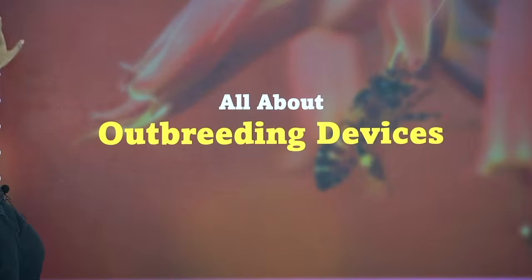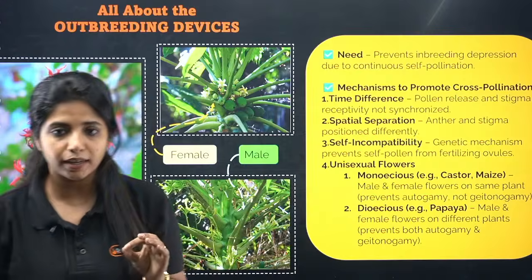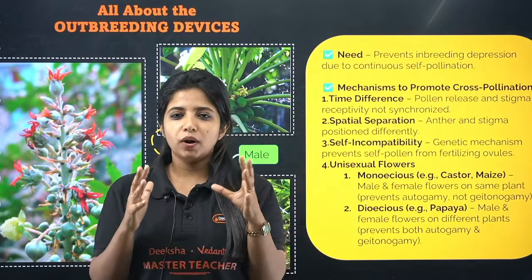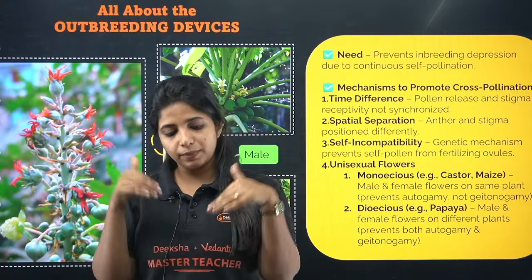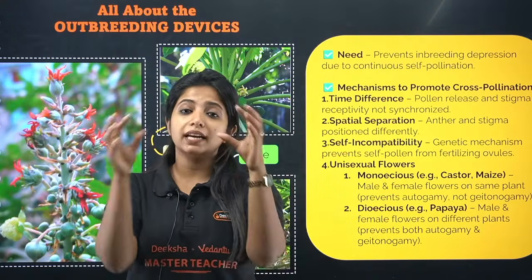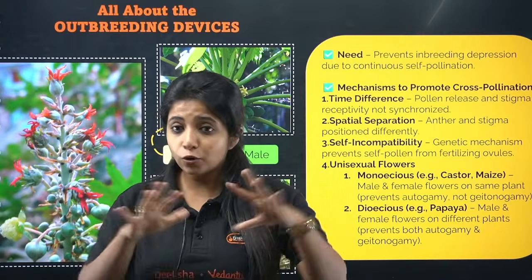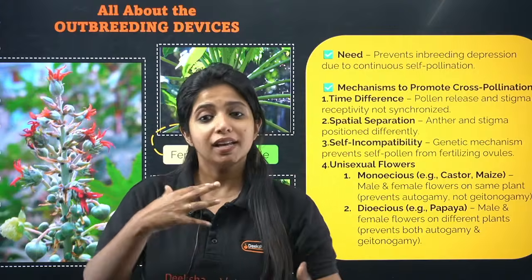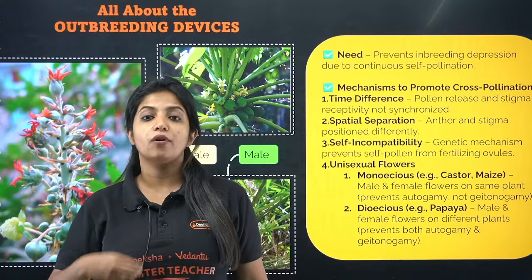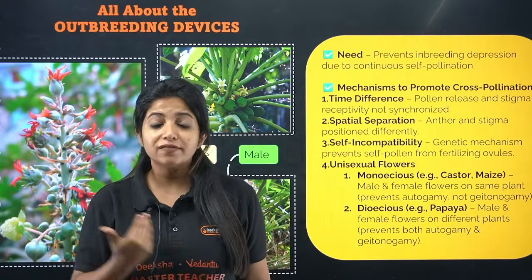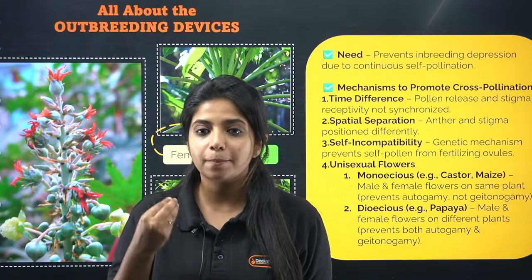So outbreeding devices, what do you mean by that? Listen to me very carefully, okay? I told you if inbreeding is happening, as in self-pollination, male and female gametes from the same plant fuse again and again. What is going to happen? If this plant has some toxic character, it is just going to be passed on. No good character. Passed on, passed on, passed on. This is inbreeding, and the problem it causes can be death of the plant or no proper growth. All of this is known as inbreeding depression. It is known as inbreeding depression.